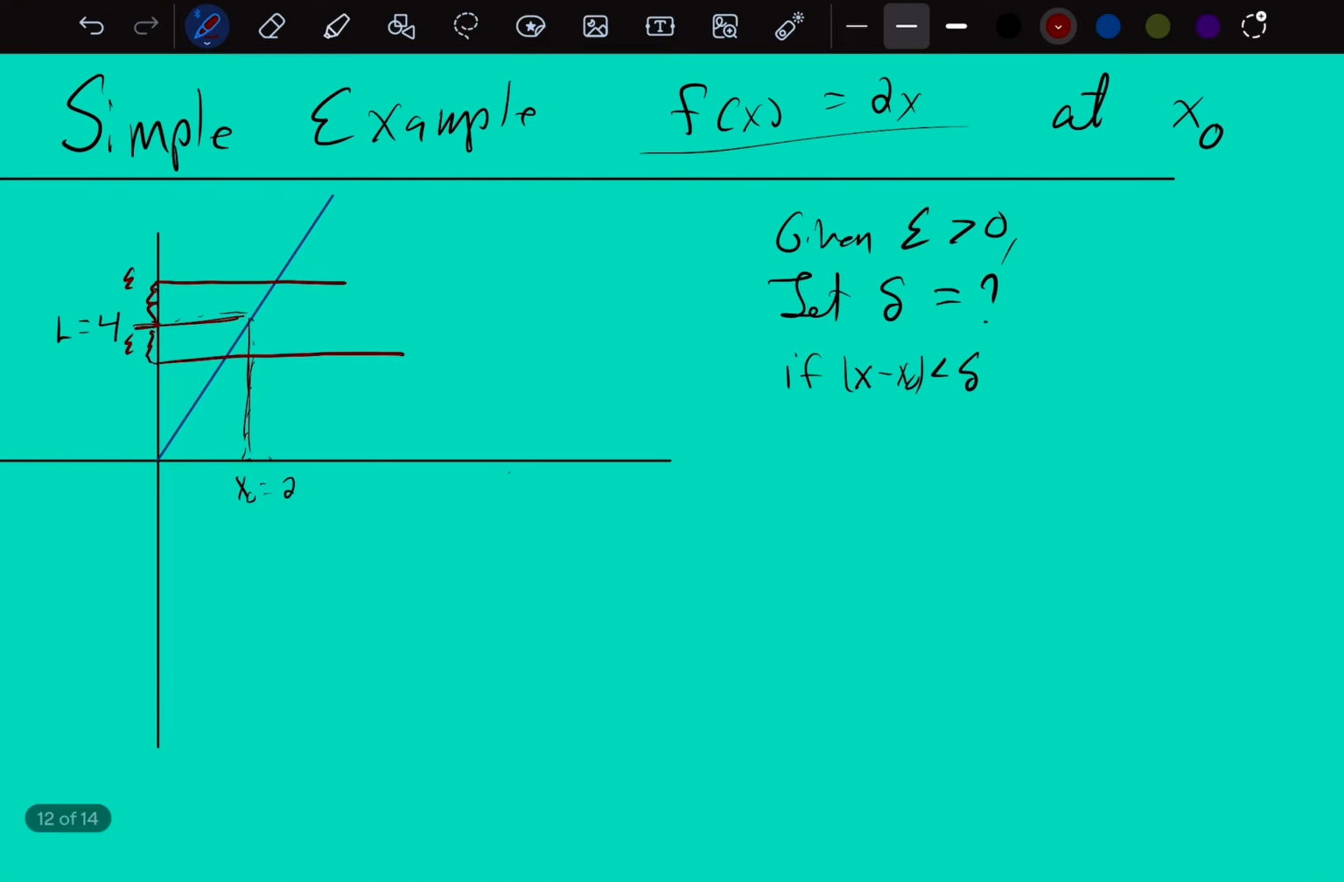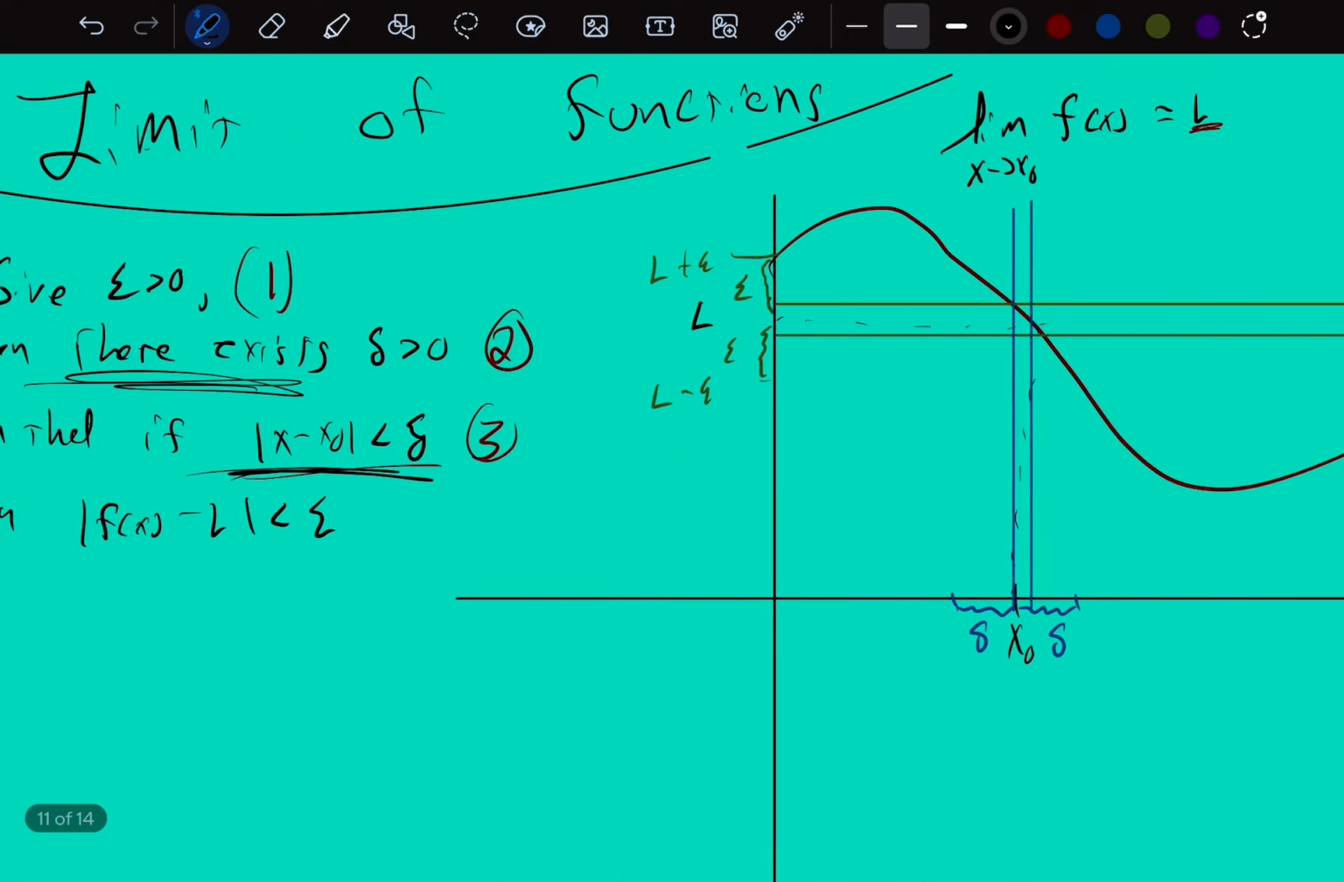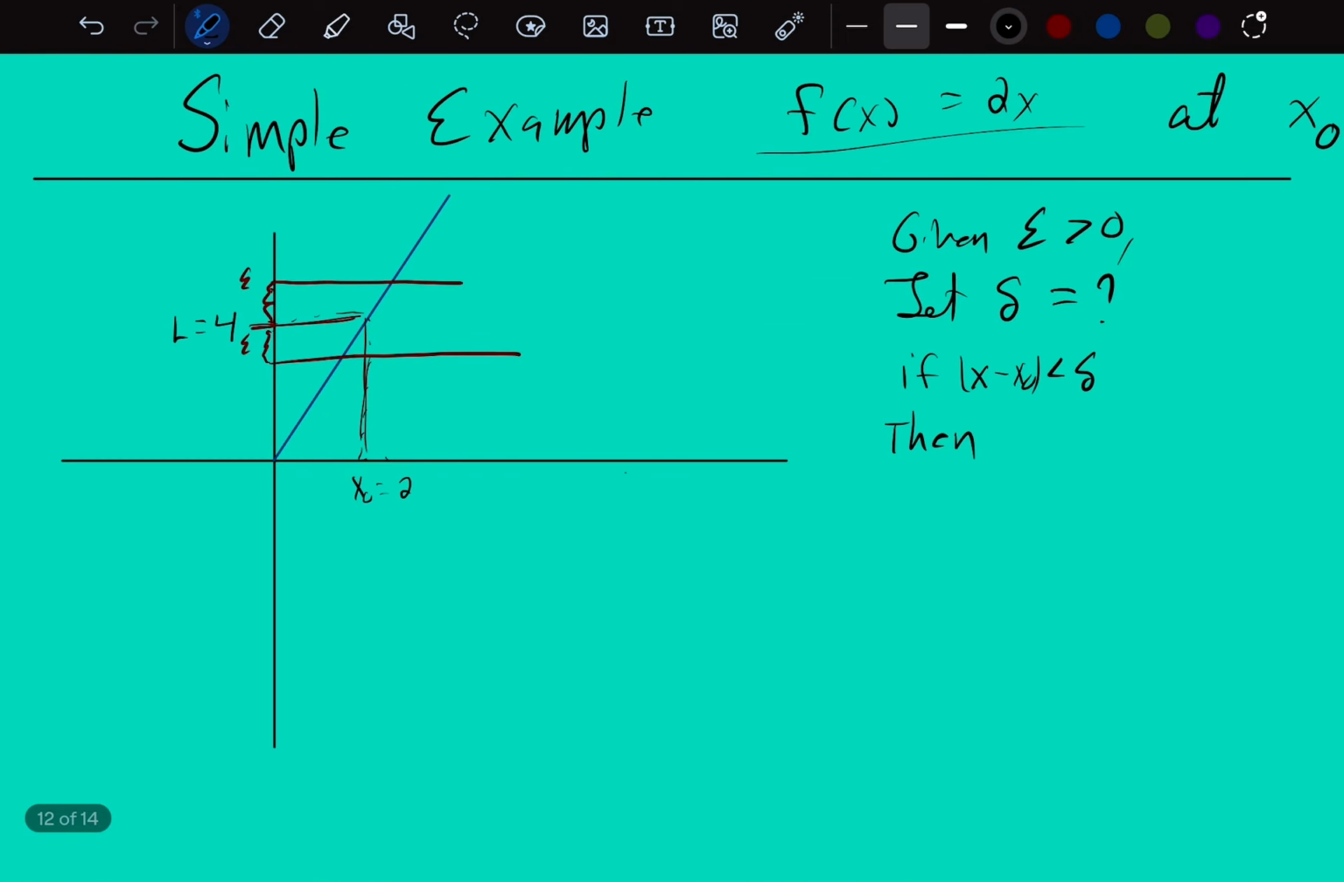Well, if the absolute value of x minus x naught is less than delta, then, this is step 4, the absolute value of f of x minus L is less than epsilon. Well, how do we know this? Do we know that? No, we don't know this. We need to prove this. So we can't actually say that yet.